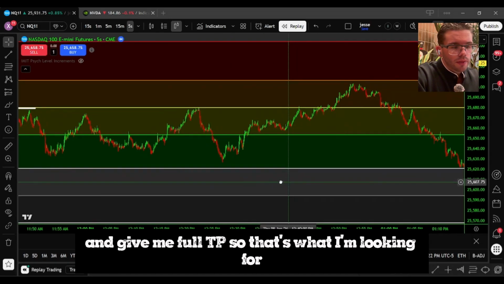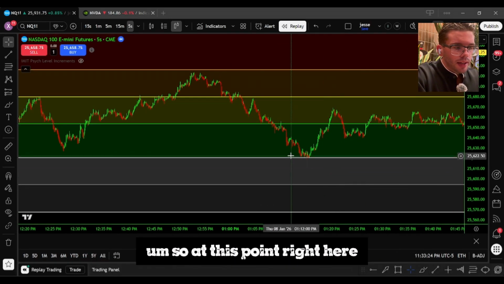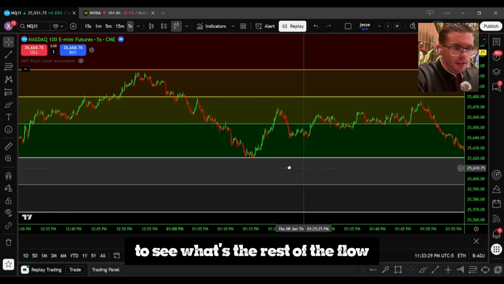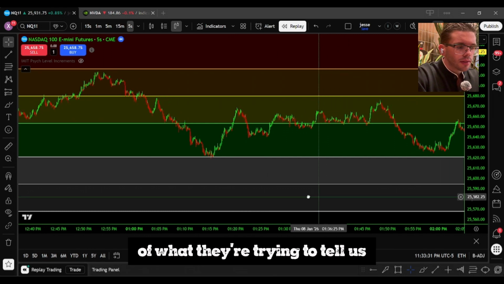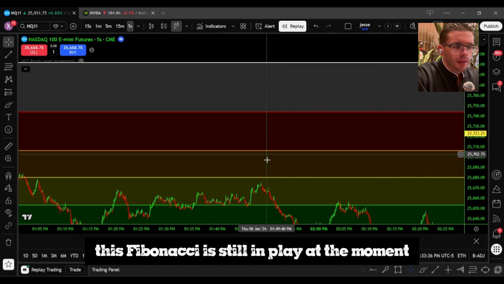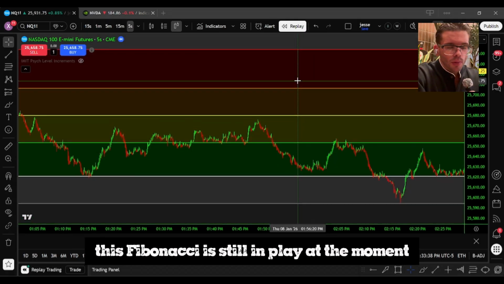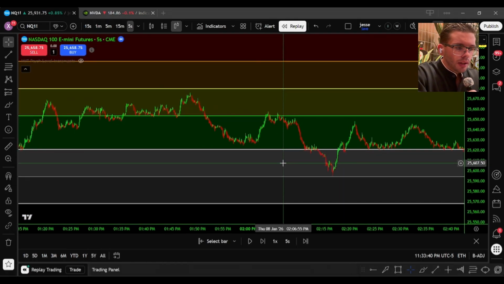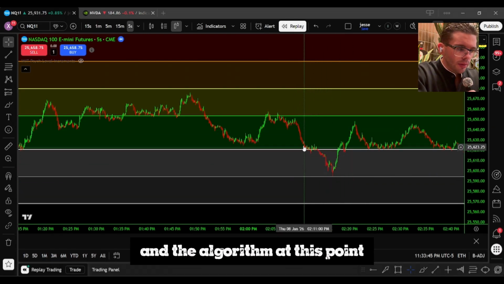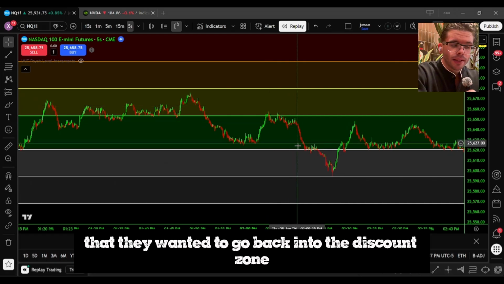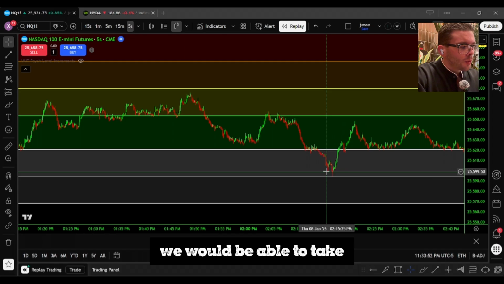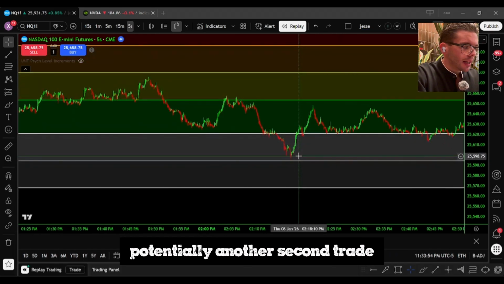So that's what I'm looking for. At this point right here, they would have taken us out of that last contract. Now we're just watching the chart to see what the rest of the flow is, or what they're trying to tell us. Until they break the 0 or the 100 level, this Fibonacci is still in play. As you see, we're not interested until they get into this discount zone. And the algorithm at this point decided that they wanted to go back into the discount zone. So with the first trade that we took, we would have profit on the day. We would be able to take potentially a second trade.